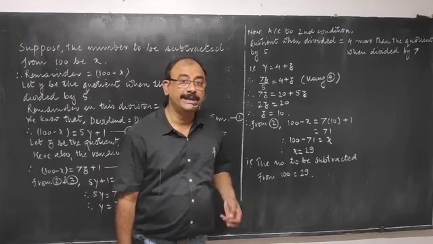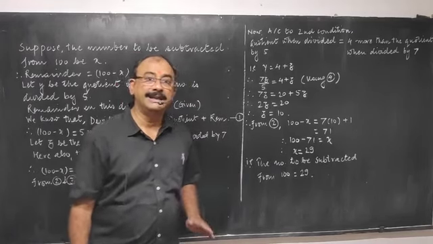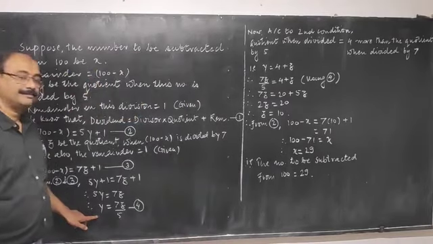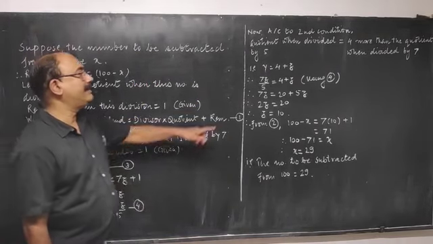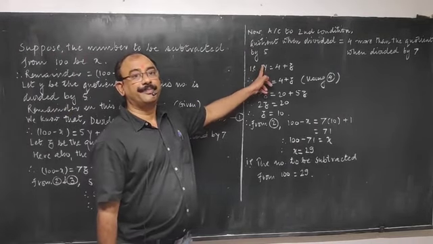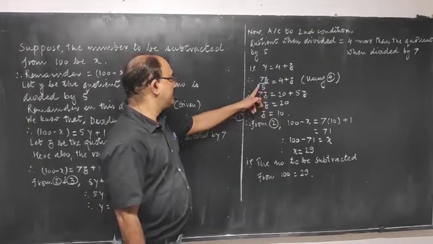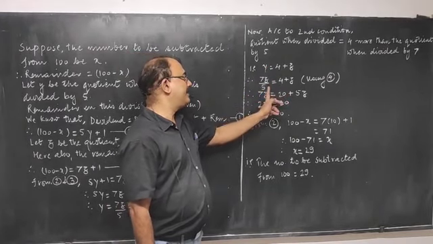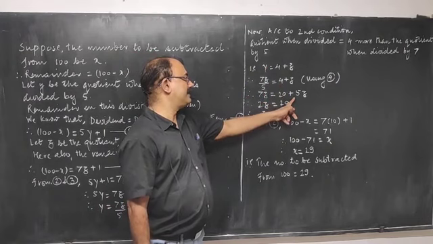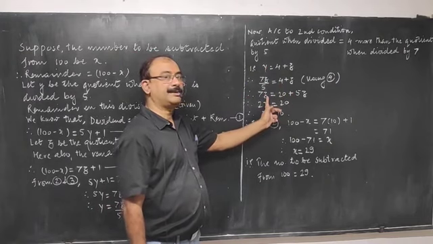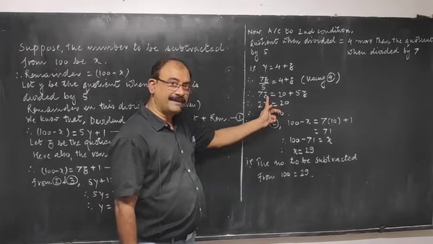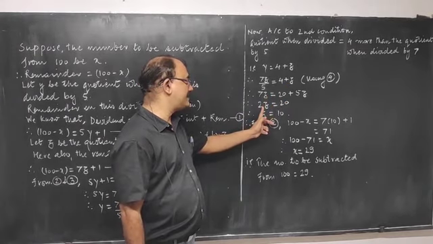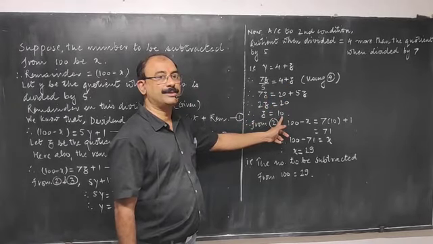Now I have already obtained the value of y in terms of z. This value of y I will substitute here. So y is equal to 7z by 5. Cross multiply, you get 5 fours are 20 plus 5z. 5z is transferred to the left side. 7z minus 5z is 2z is equal to 20. So z is equal to 10.